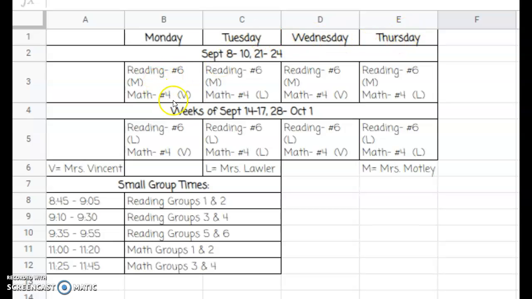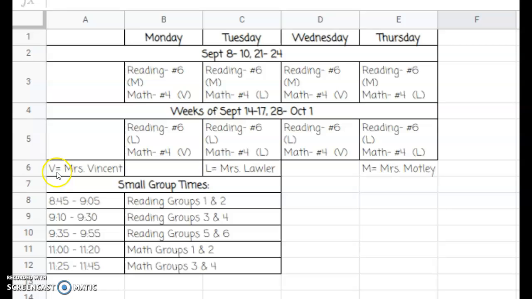You also see this area covers September 8th through 10th, our first week of school, and September 21st through 24th, our third week of school. Right here is September 14th through 17th, and then September 28th through October 1st.